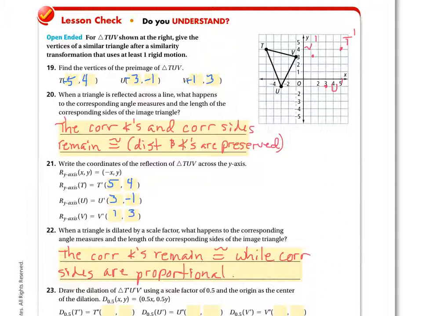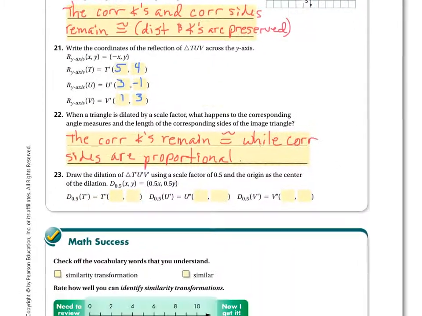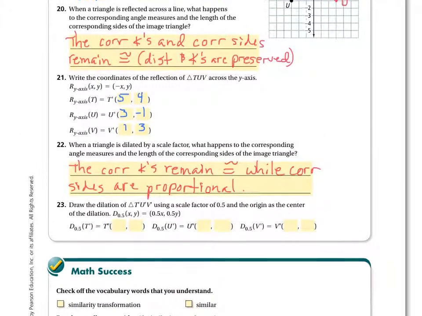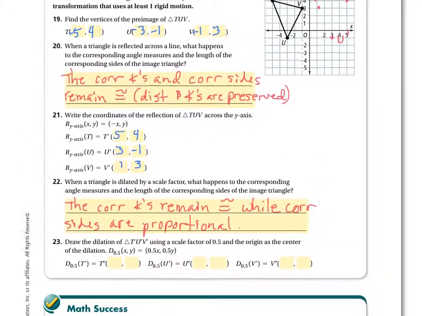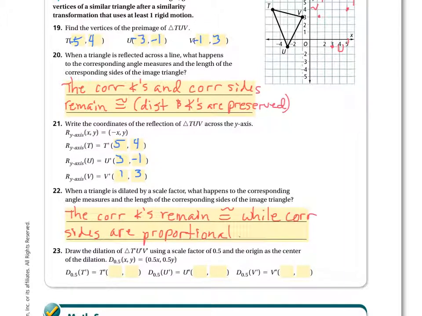And so then I wrote in number 21 what the resulting ordered pairs are for the reflection across the y-axis. And then next they're preparing you for the dilation. So the dilation, corresponding angles remain the same, congruent, but corresponding sides are proportional. So you do want to maintain that thought. And so we're going to dilate with a scale factor of 0.5, which means we're doing what?